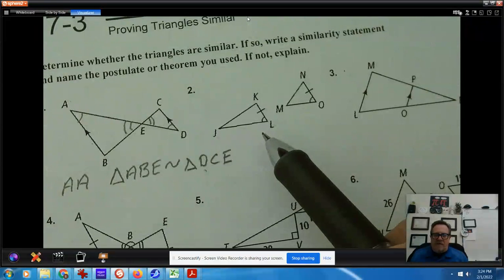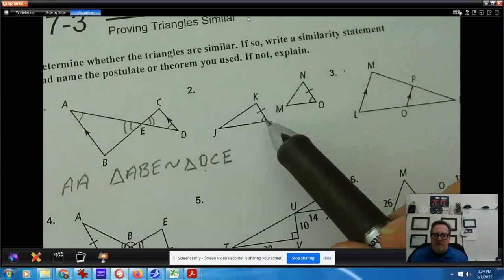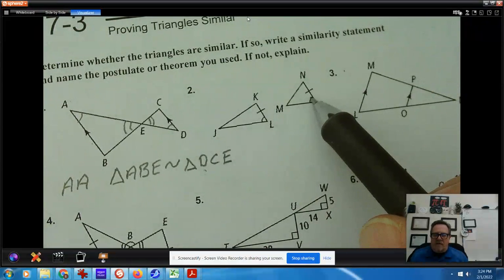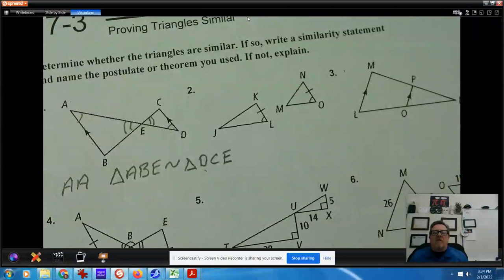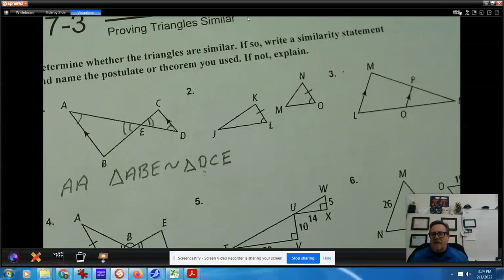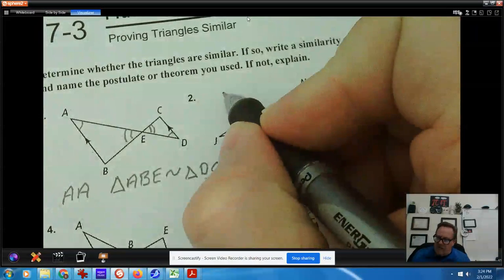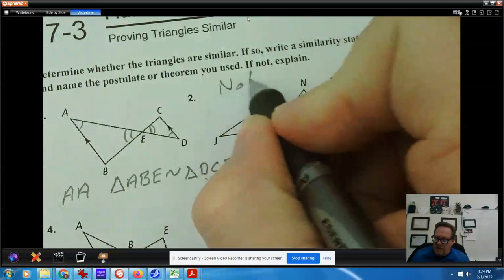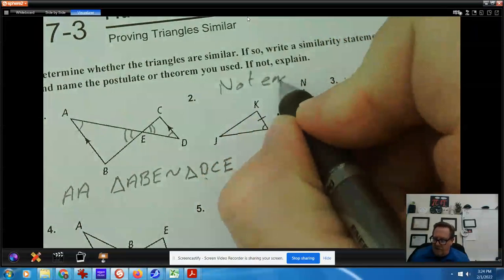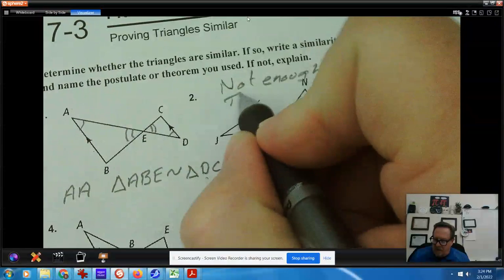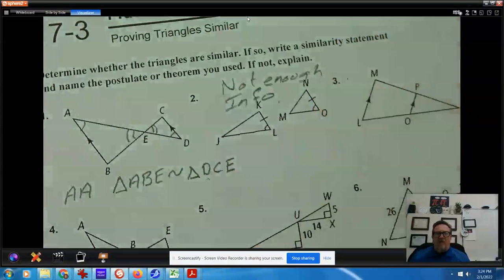Do we have any side information here? Well, this is congruent to that. Okay. But that's all I got. So I don't think I have two sides. I can't use side, angle, side. And if I don't have two sides, I certainly don't have three sides, so I can't use side, side, side. So for number 2, you say not enough information. Not enough info. Just don't have it.